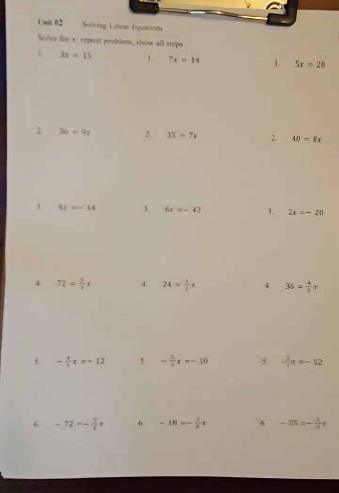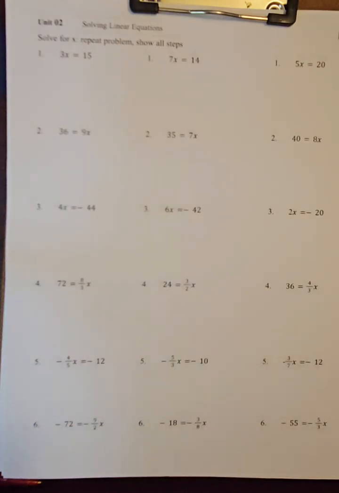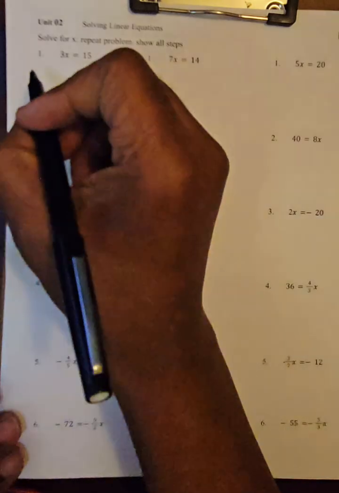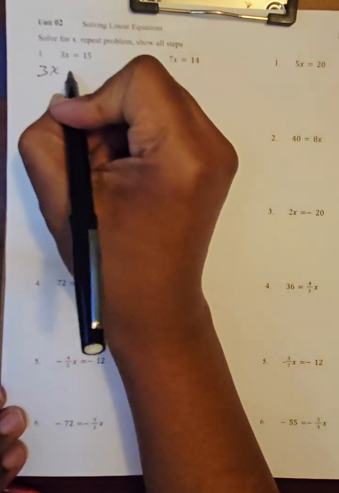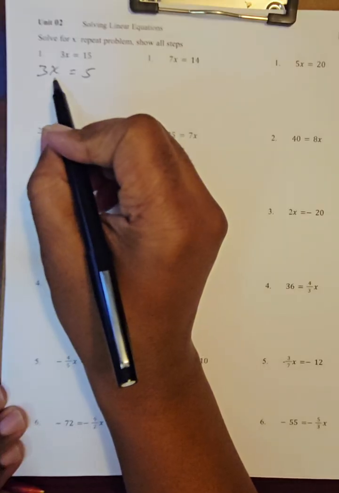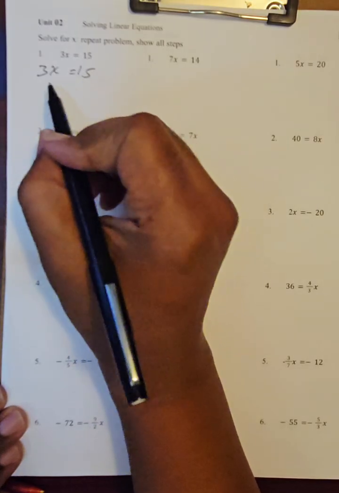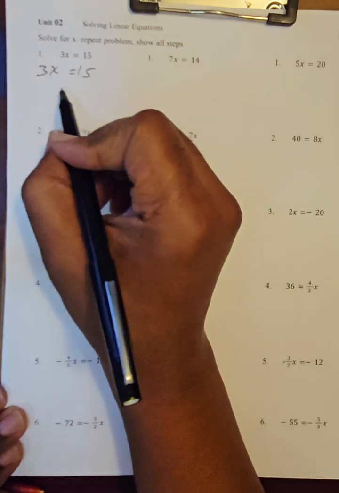Solving equations, this time we want to get rid of the 3 from the x. That 3 is multiplying with the x. So the question is, 3 times what number will equal 15? Now intuitively we know that the answer is 5. 3 times 5 would be 15.